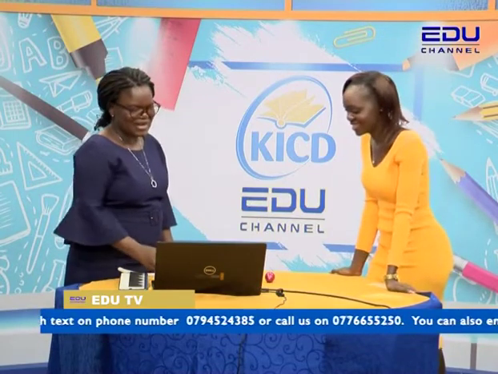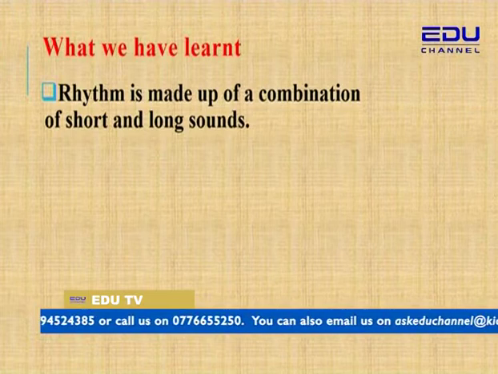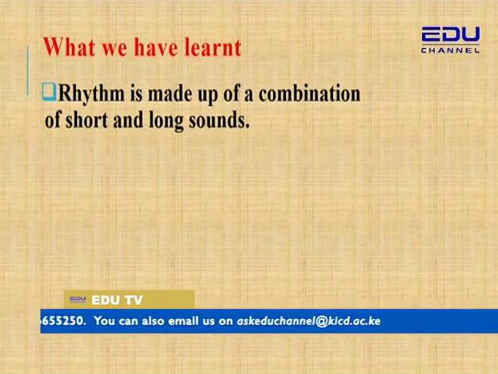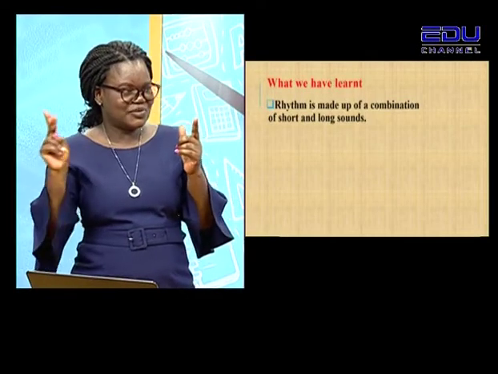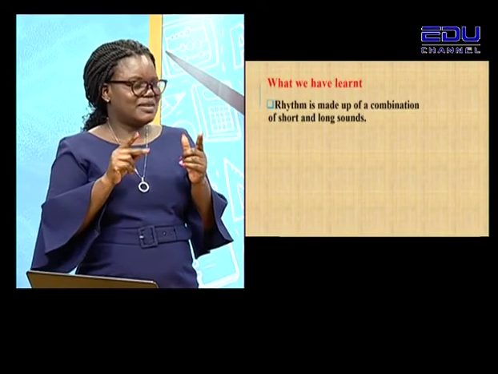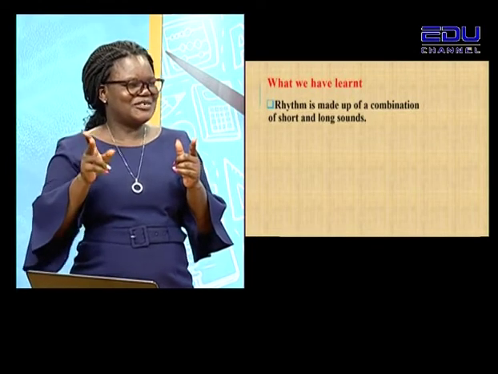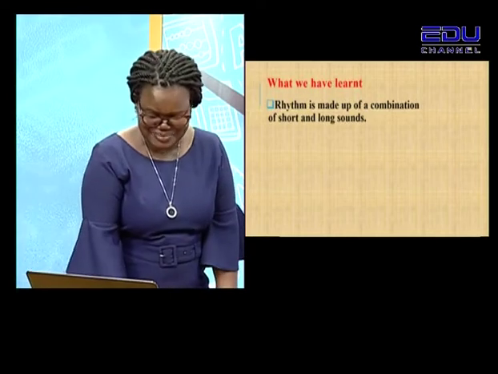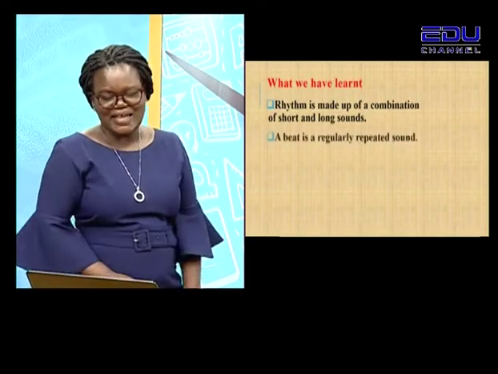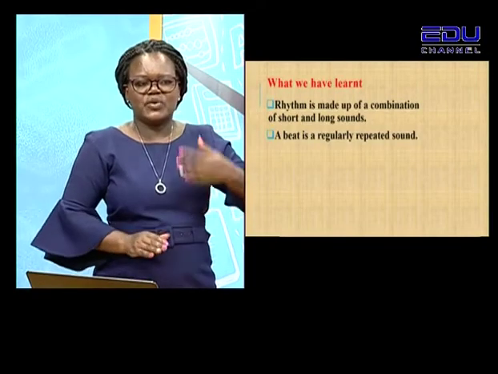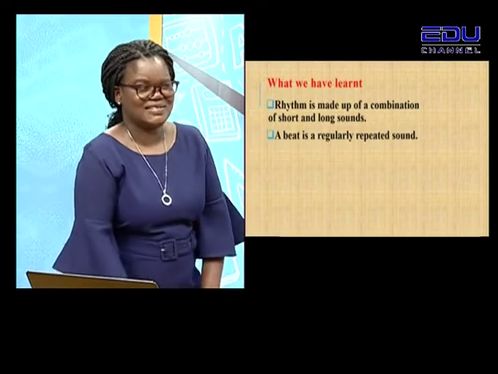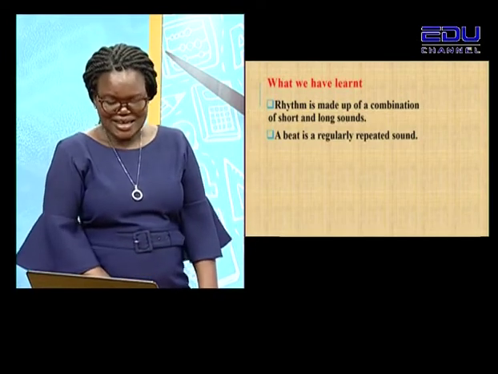So this is what you've learned. Rhythm is made up of a combination of short and long sounds. Like we had in those pictures, if you can recall, there were two pictures following each other. Can you remember the names? Bell, horses. Then we also learned that a beat is a regularly repeated sound. It's very constant. When you are putting all your rhythms, the beat doesn't change. It remains constant. Exactly.